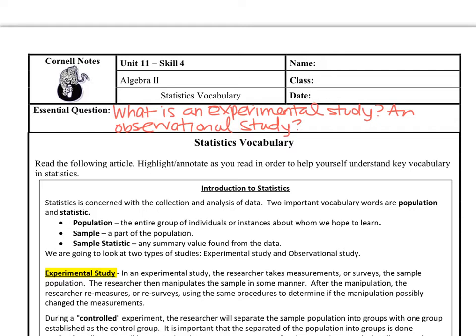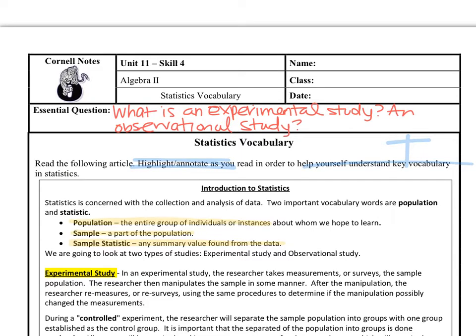So today we're going to start moving into the statistics part of this unit, and so we've got to talk about a little bit of vocabulary first. So your essential question says, what is an experimental study and what is an observational study? So you're going to read the following article, and you're going to highlight or annotate as you read. So make sure that you've got a highlighter with you in order to help yourself understand the key vocabulary for statistics. So we'll come back together in just a few minutes, but I want you to read up until you see the T chart on the next page. Okay? So hit pause and then hit play when you're ready to go through this together.